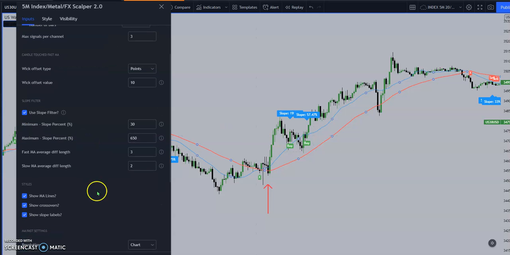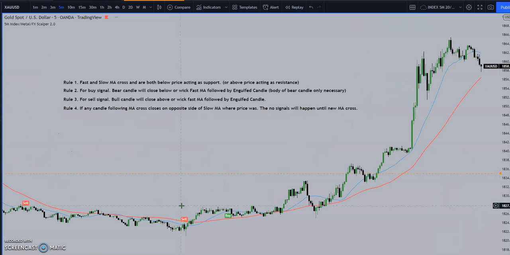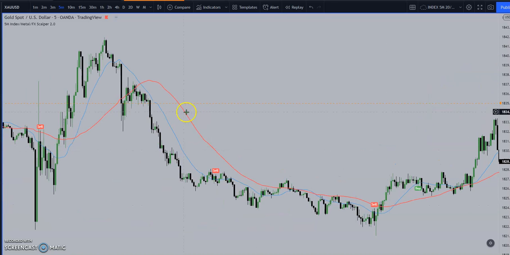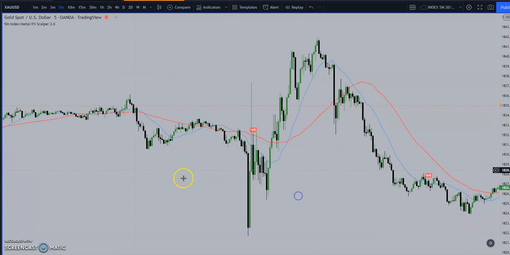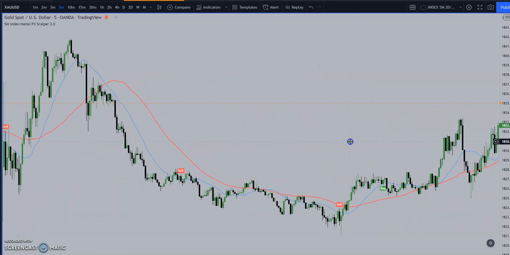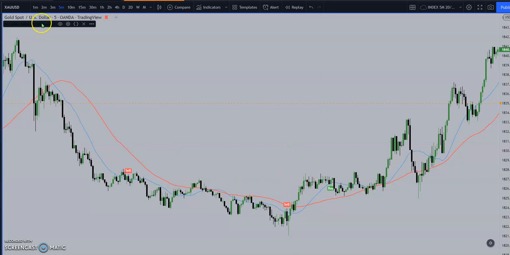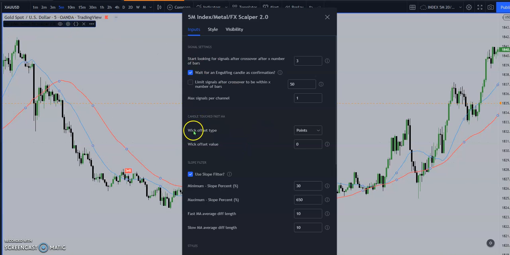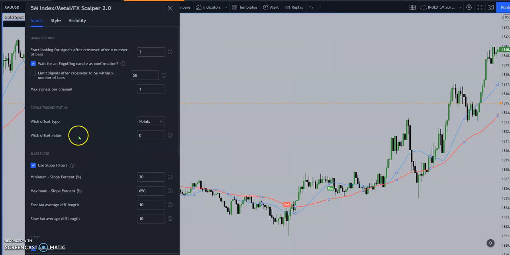Now, let me click this off. We'll go back to gold here. Let's see if we can find a good example of what I'm talking about. All right, let's see right here. So wick offset type: this is going to be based in points or in pips, depending on whether you're using it for FX or for index and metals. In this case, we are on gold here and we're using points.